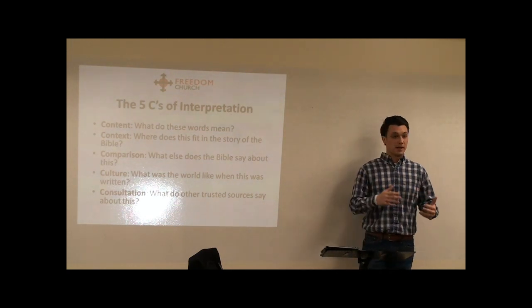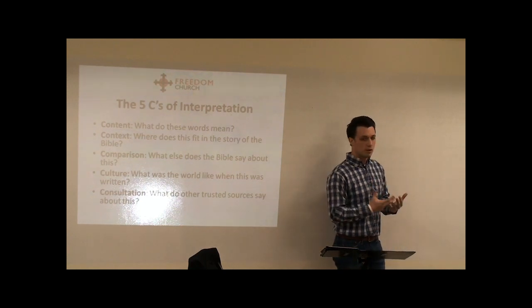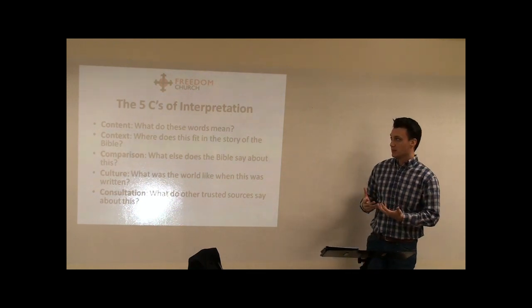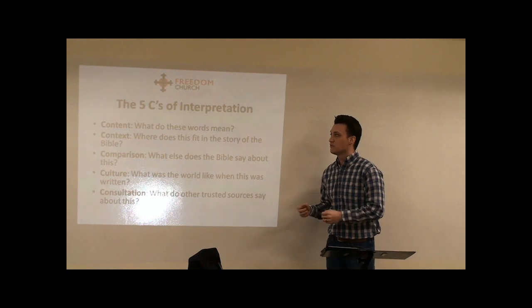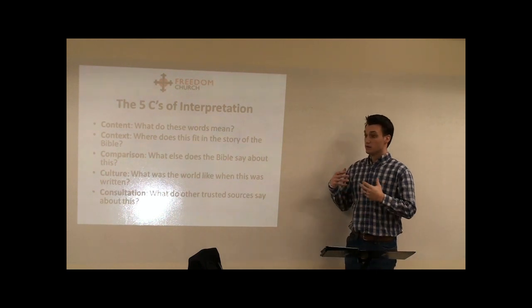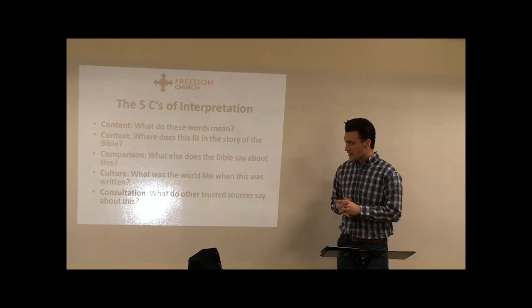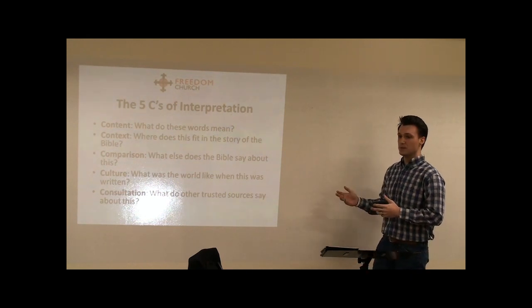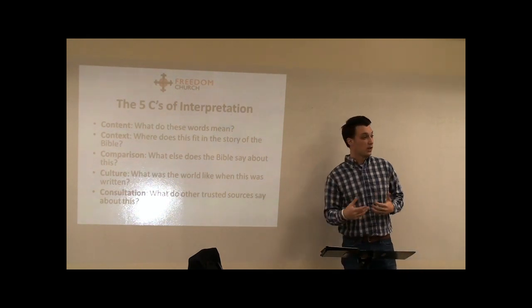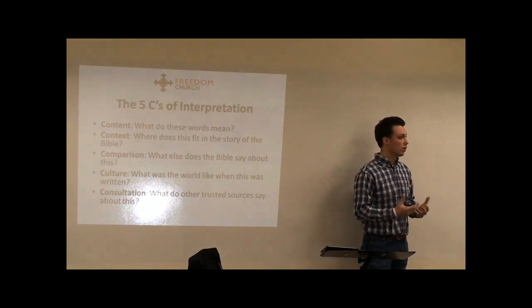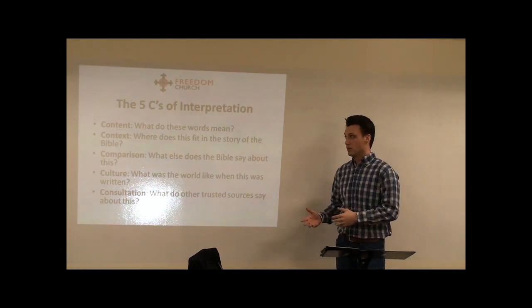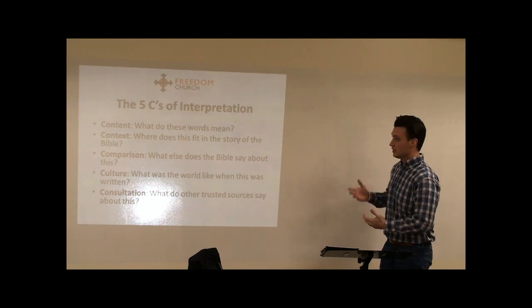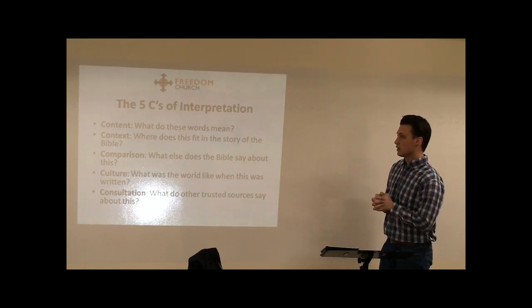A few weeks ago, we talked about observation, that we get just the kind of raw materials of the text, and we've been moving on to interpretation, actually finding out what those raw materials mean. Last week, we talked about the first two C's. We talked about content, so figuring out, when we have questions during our observation stage, if there are words that we don't know, people that we don't know, or just things we don't understand, what those mean.